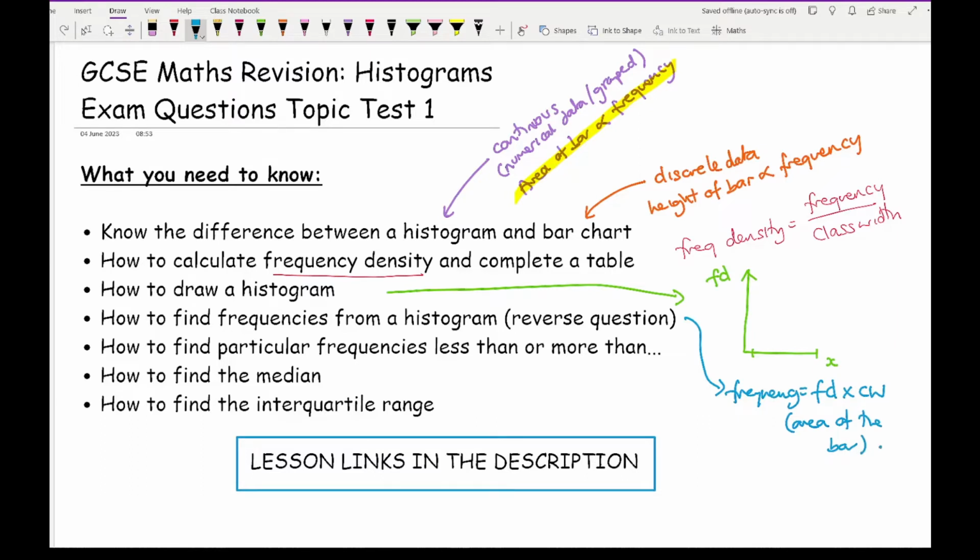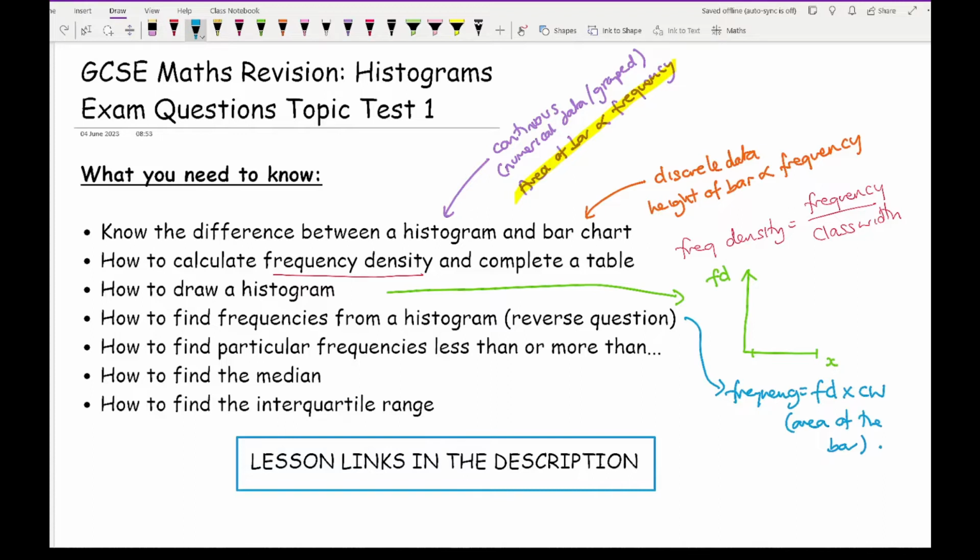From that, you then can get asked questions to find particular frequencies, less than or more than. So for example, from a histogram, they may ask you, find out how many are less than 13.6, in which case 13.6 falls within a group, and you then need to work out the area to the left for less than, or the area to the right of that mark to work out more than values. And again, this will be covered, if not in this topic test, in the more advanced topic test that we do on histograms.